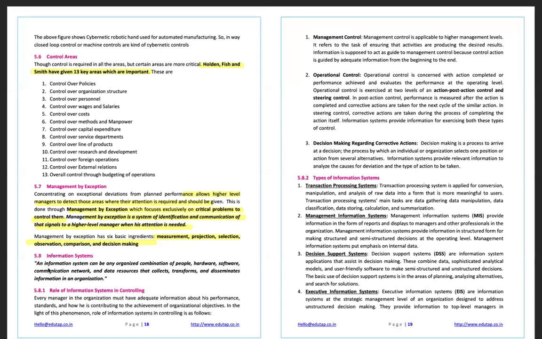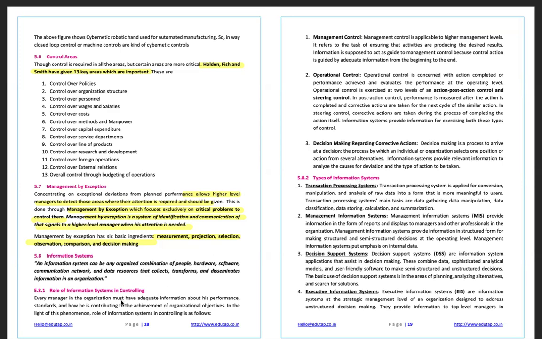So information systems, देखते थे, and information system can be any organized combination of people, hardware, software, communication network, and data sources that collects, transforms, and disseminates information in an organization.